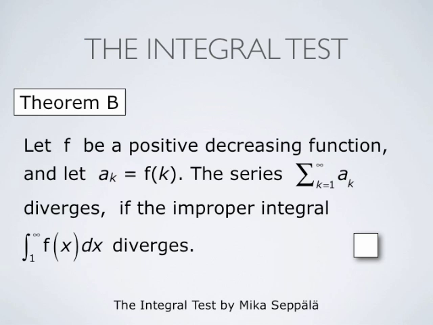This is the second part of the integral test, theorem B. Let f be a positive decreasing function and let ak be f of k. The series summation k from 1 to infinity of ak diverges if the improper integral from 1 to infinity of f of x dx diverges. On the basis of the previous considerations, this is now immediate.